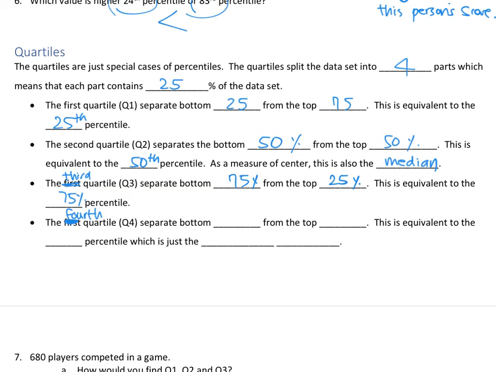And then the fourth quartile is four quarters, 25, 25, 25, 25. It's 100% from the top 0%, okay? This is equivalent to the 100th percentile. If your number is higher than 100% of other people, basically you're the tallest. I mean, you're the highest number, which is just the largest number. Sometimes this is called the maximum, right?